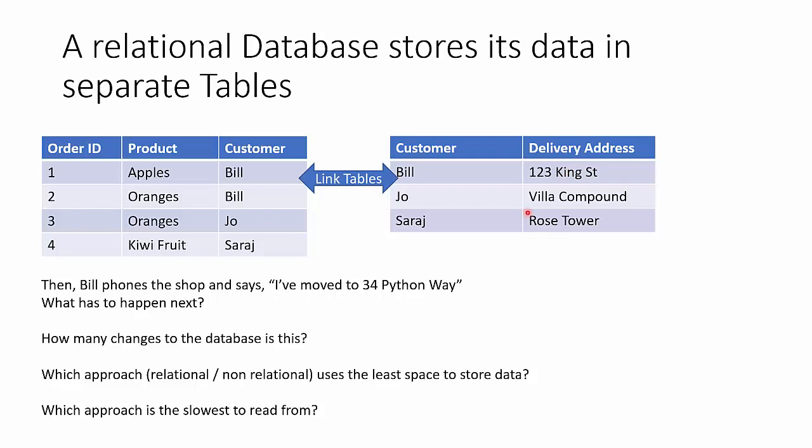Okay, now one thing to recognize is that although relational databases are much faster to update, every time we want to read or merge 2 tables together, we have to do an extra operation. So whereas with a non-relational database, we can just read each line of data and pull it out, with a relational database, we have to merge these two tables together and then read them and put them out. So in fact, the approach that is the slowest to read from is a relational database.